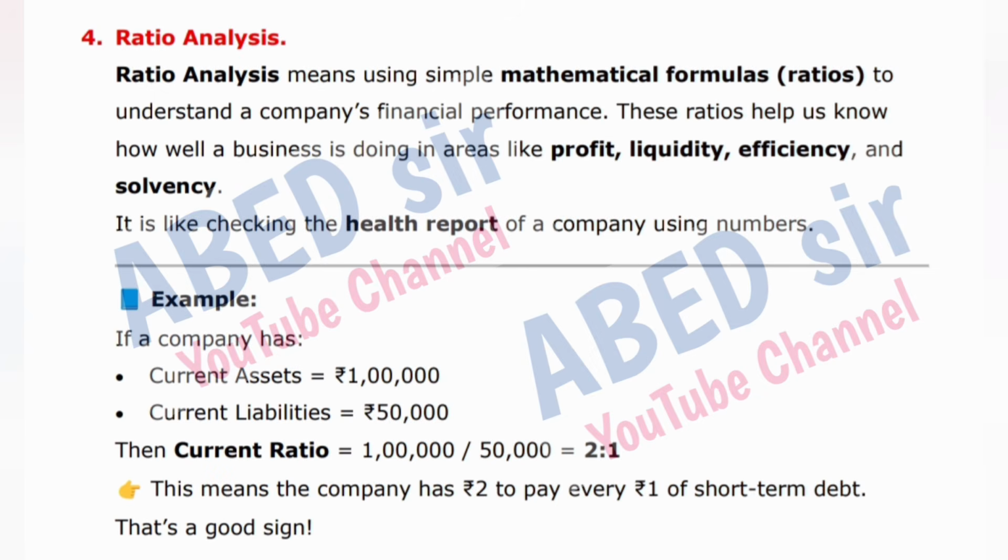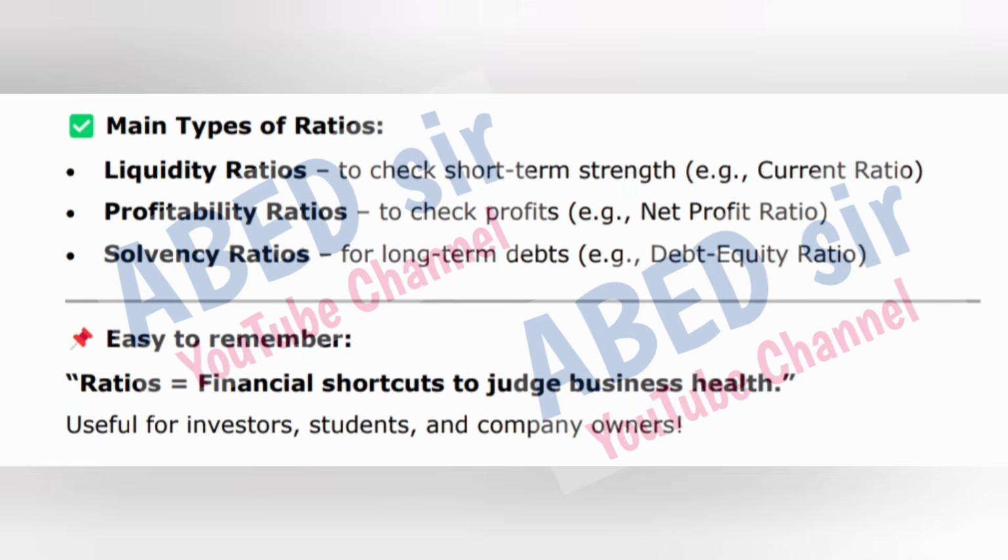Example. If a company has current assets is equal to 1 lakh rupees, current liabilities is equal to 50,000 rupees, then current ratio is equal to 1 lakh / 50,000 is equal to 2. This means the company has 2 rupees to pay every 1 rupee of short-term debt. That's a good sign.